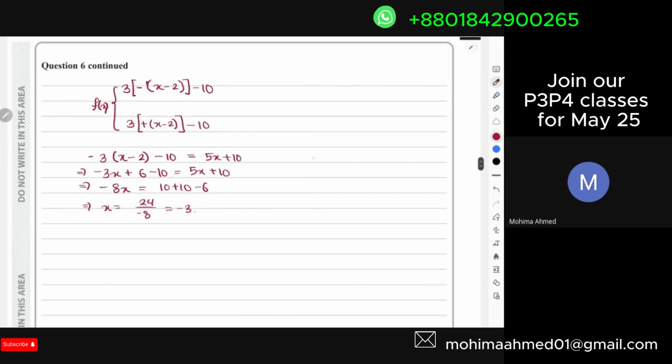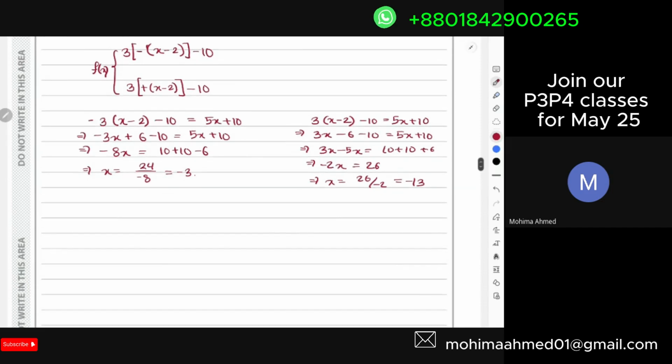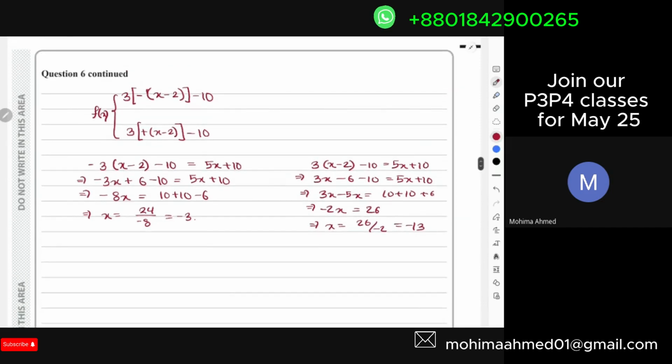Okay, then again after this, we can write this as 3x minus 2 minus 10, 5x plus 10, and that's going to be 3x minus 6 minus 10, 5x plus 10. So you can write this as 3 minus 5x and 10 plus 10 plus 6, which is minus 2x, 26. So the value for your x is going to be 26 over 2, which is again minus 13. Right, so the value for your x is minus 13 or 3.